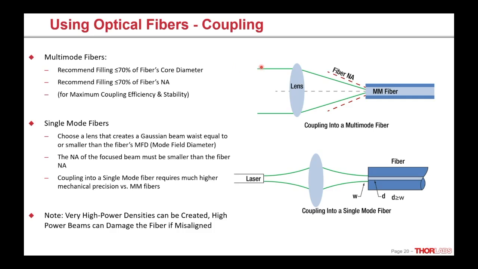So for a multi-mode fiber, we're going to use a lens to focus a beam of light onto the fiber core. And some general rules of thumb here are we want to fill no more than 70% of the fiber's core diameter and no more than 70% of the fiber's NA. The idea here is we're not going to launch very high order modes into the fiber, which would of course then be very bend sensitive and could fall out of the fiber if the fiber is bent. This also gives us some tolerance with mechanical positioning. If you're only at 70% and your alignment is a little bit off, you're still going to get a good coupling efficiency.